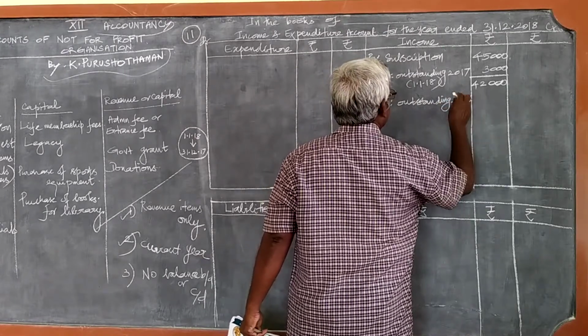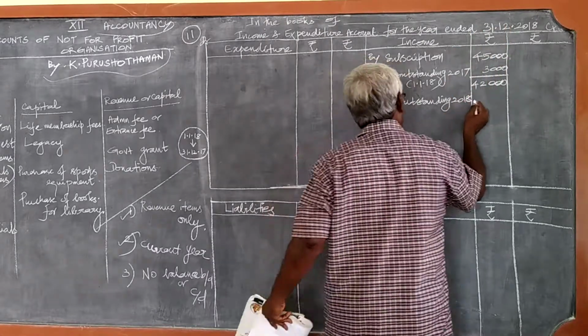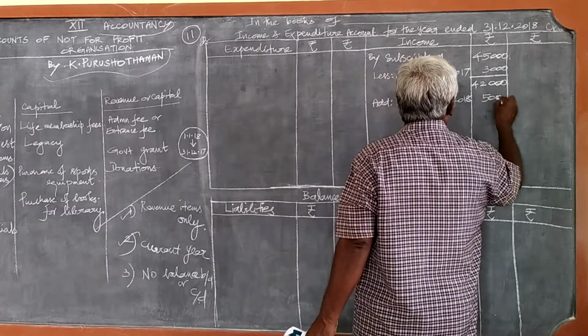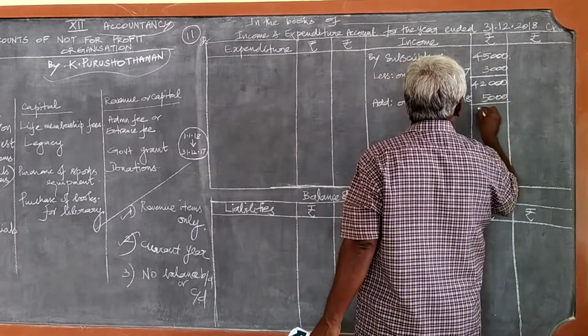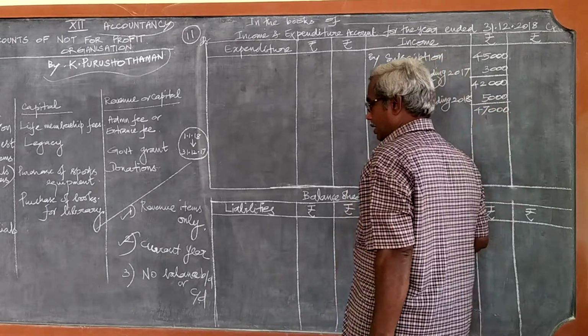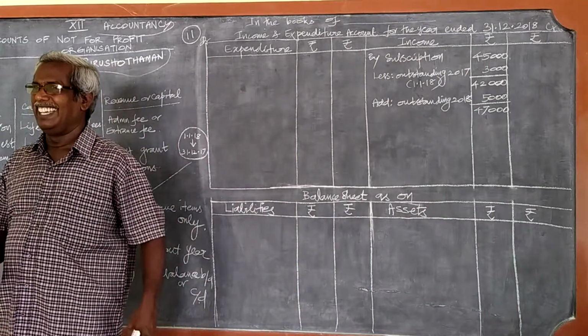(2018). This is connected with the current year. Therefore, we should add what is the amount given there? 5,000. Now add. The total will be 47,000. See, go to the next line below it, next horizontal line.